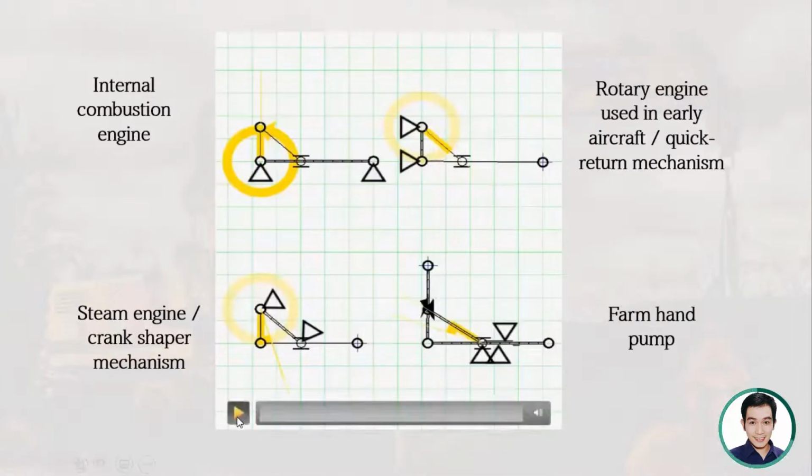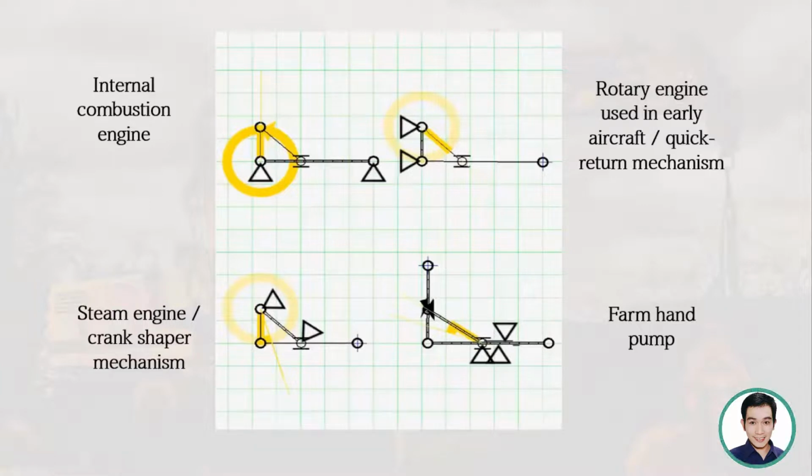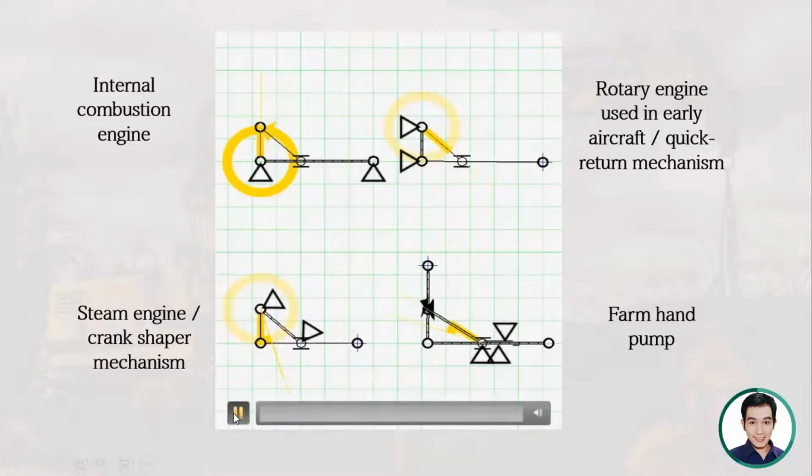You can see here more examples of inversion, which are also applied in internal combustion engines, in rotary engines, in steam engines, and in farm hand pumps.